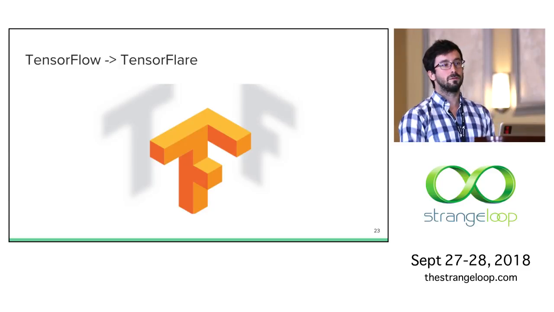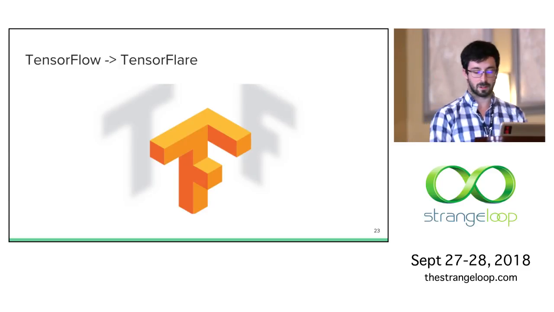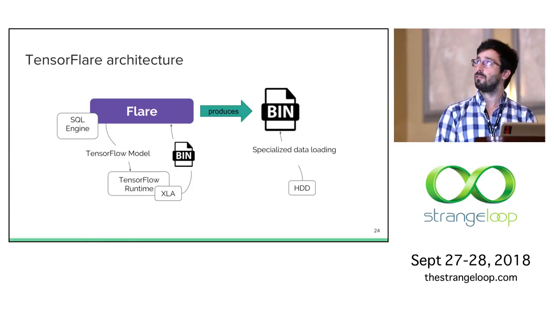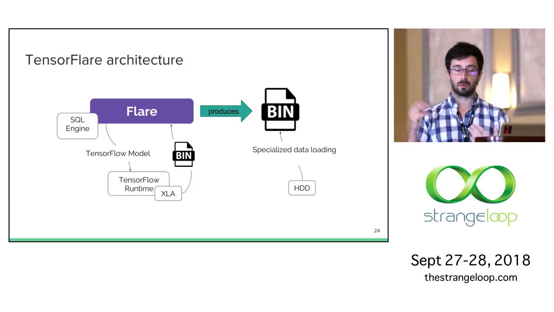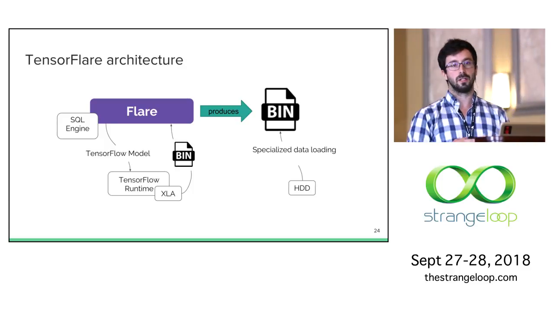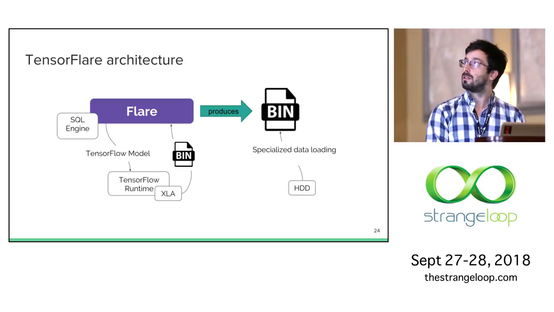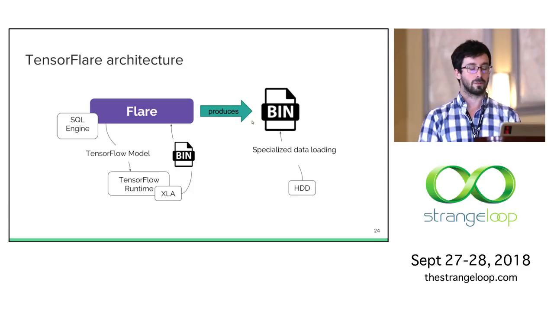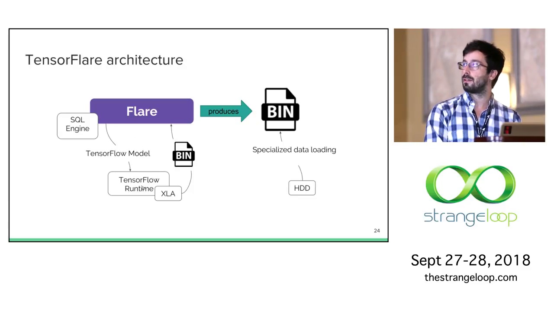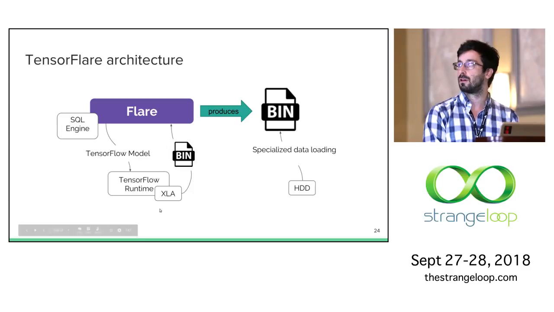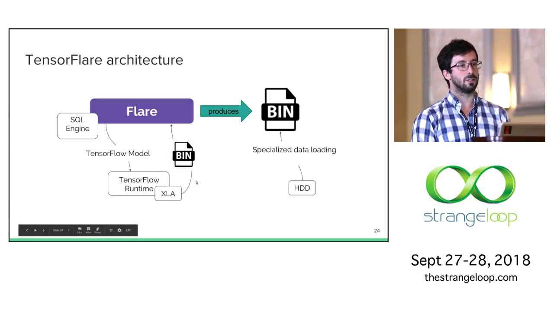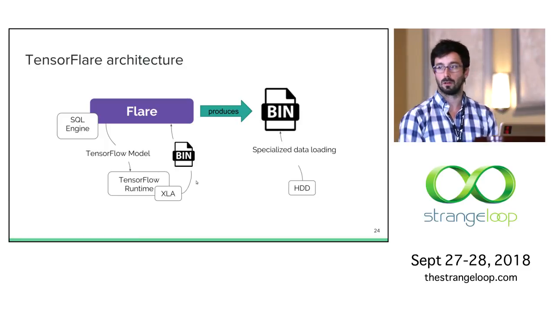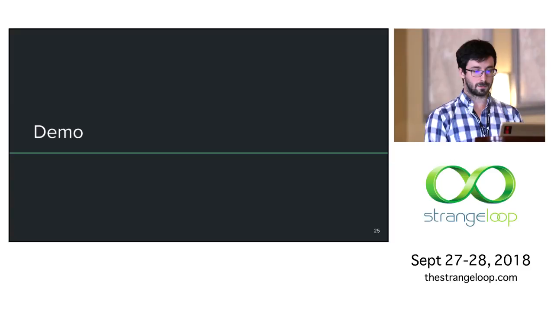So we are going to see what happens when we try to interface with TensorFlow. We call our system TensorFlow as a true. The overall architecture of Flare is like that. Assuming we want to interface with a system that creates a binary as we do, we can merge everything into one big binary: specialized data loading that is handled by Flare, and then the data processing, which is handled by two things, the SQL engine and the TensorFlow binary. TensorFlow can be compiled using XLA, a TensorFlow compiler, to give us a low-level binary. OK, so we'll go back to the demo.